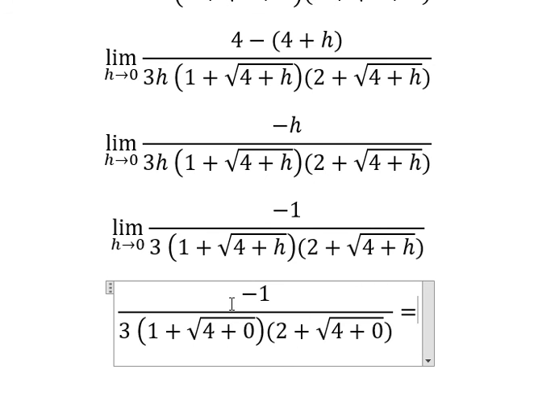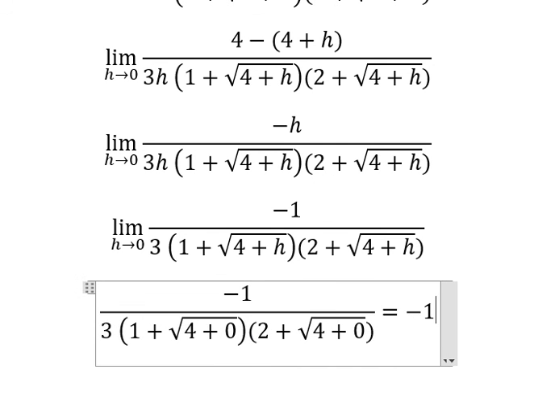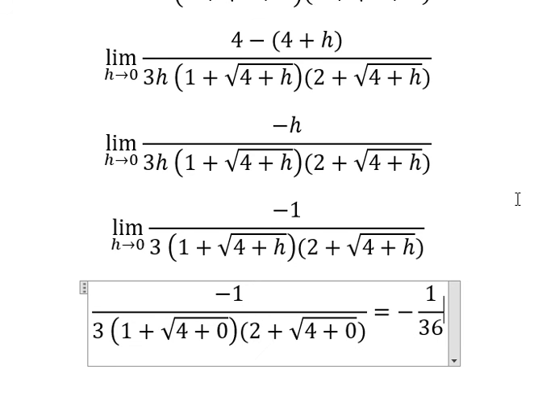And now we can find the final answer. We have negative 1 over 36. This is the end.